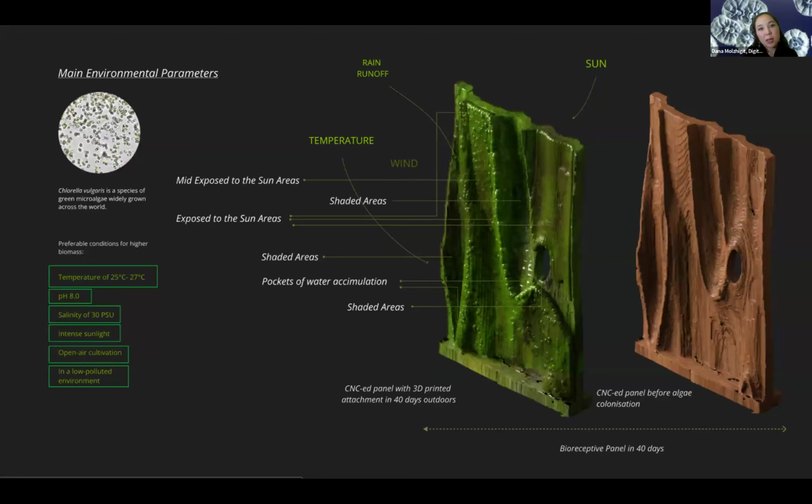My goal was to create green wall systems for Chlorella vulgaris. It's a species of green microalgae that is widely grown across the world. You probably have seen it; it sometimes creates a kind of film on the surface of water. It grows pretty much everywhere. It prefers temperatures between 25 and 27 degrees Celsius, ideally, and it also prefers intense sunlight. It can grow without sterile conditions, so it's very resilient to environmental inputs.